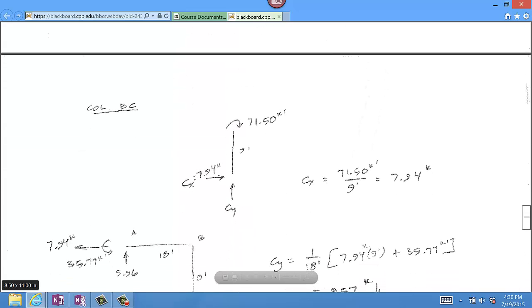And then there's a pin at the bottom, so you have CX and CY. And I can take some moments about the top. There's a shear at the top there, but I'm not showing it. Take some moments about the top of the column, and you can solve for CX, and you get 7.94 kips.